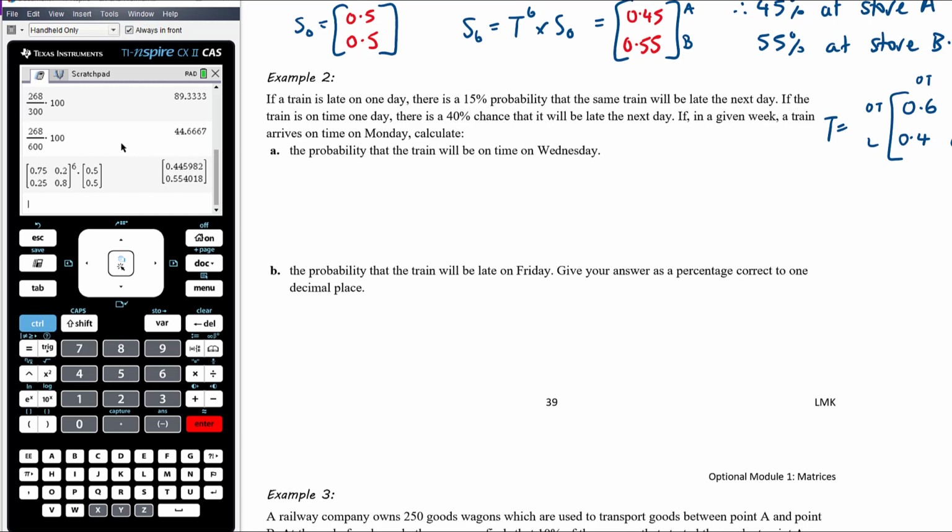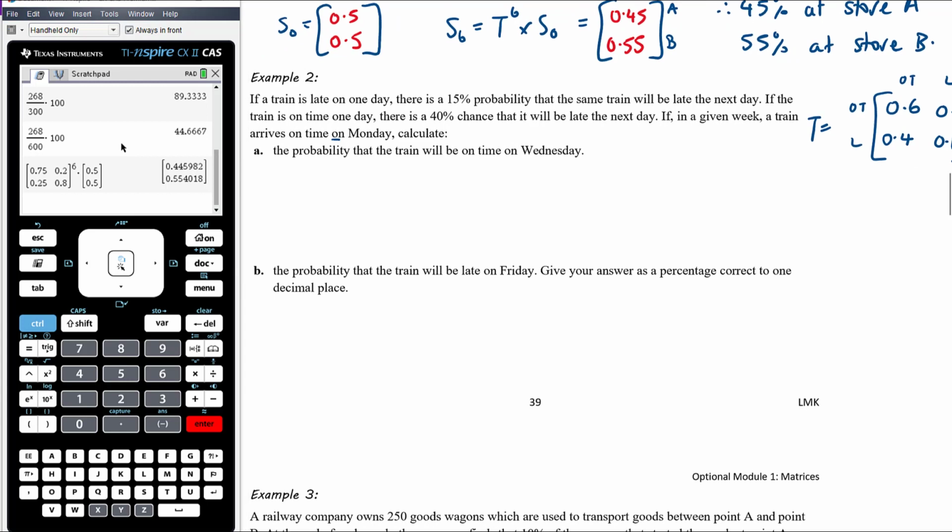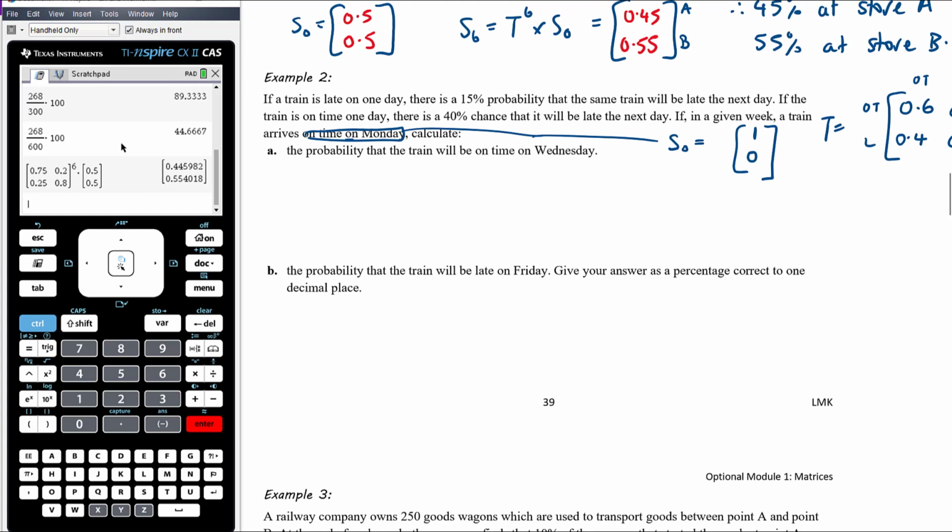If in a given week a train arrives on time on Monday, so on time on Monday is giving us our initial state. So we know that S0, which is Monday, it's definitely on time on Monday. So because we're dealing in probabilities here, the probability of the train being on time on Monday is certain. So definitely on time on Monday, definitely not late on Monday. So S0 is (1, 0), with 1 being a certain probability and 0 being a no chance probability. So we know it was definitely on time on Monday.